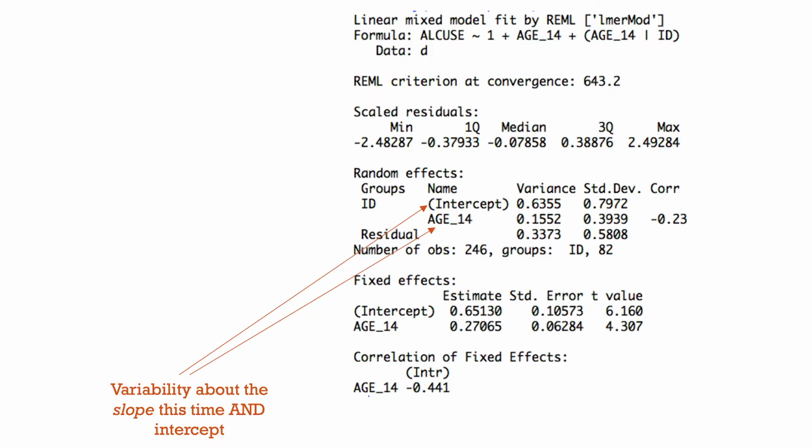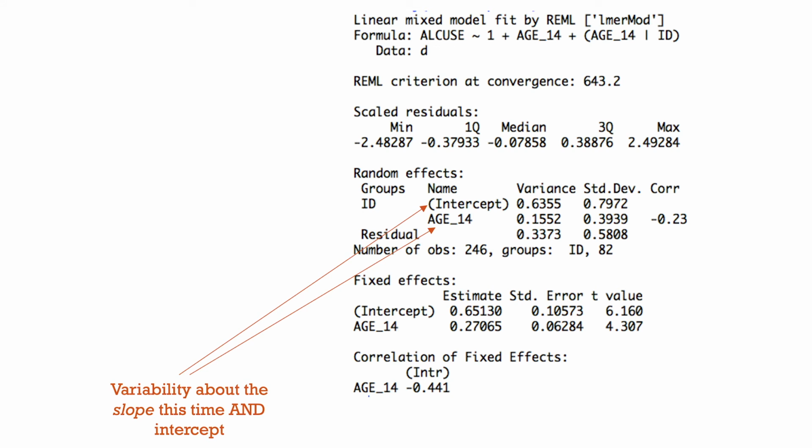And the reason why is because if you add a predictor in R, it assumes that the intercept is also random. So you have to explicitly tell it -1 if you don't want it. If you do want it, it's going to implicitly be there if you have any sort of predictors in the model. So now we can, again, look at the variability about the intercept.